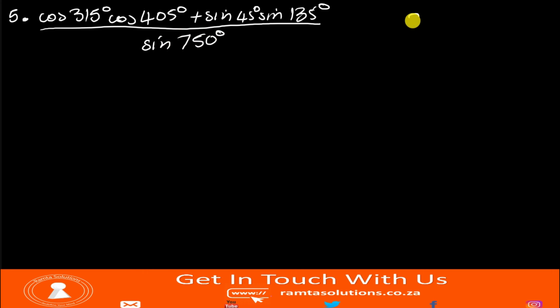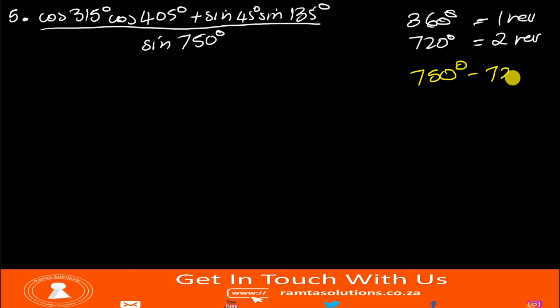You know that one revolution is 360. Now, 2 revolutions will be 720. That's 2 revolutions. So, 750 looks like it is more than 2 revolutions. So for this, you must minus 720 from 750, which will be 30. So it's okay.